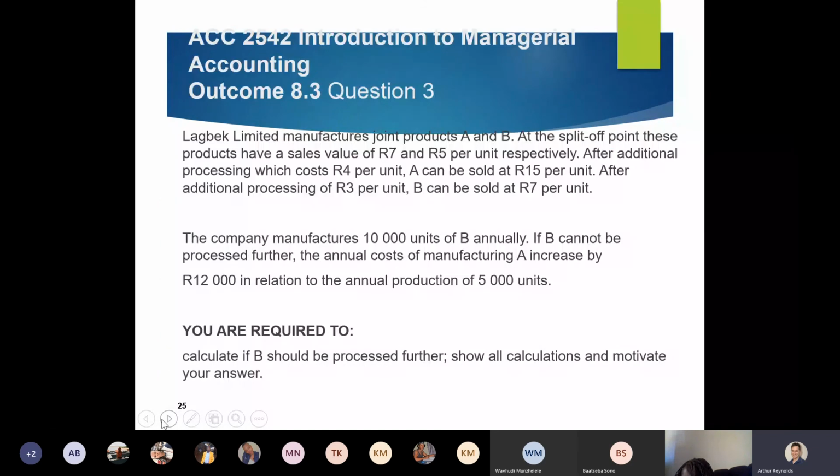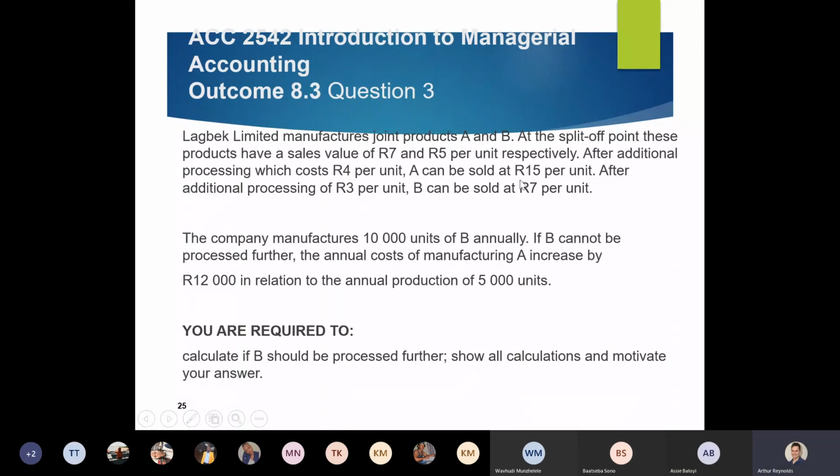Okay, so how does this work in practice? This company manufactures joint products A and B. At the split off point, these products have a sales value of 7 Rand and 5 Rand respectively, 7 for A, 5 for B. After additional processing, which costs 4 Rand per unit, A can be sold for 15 Rand per unit. After additional processing of 3 Rand per unit, B can be sold for 7 Rand per unit.